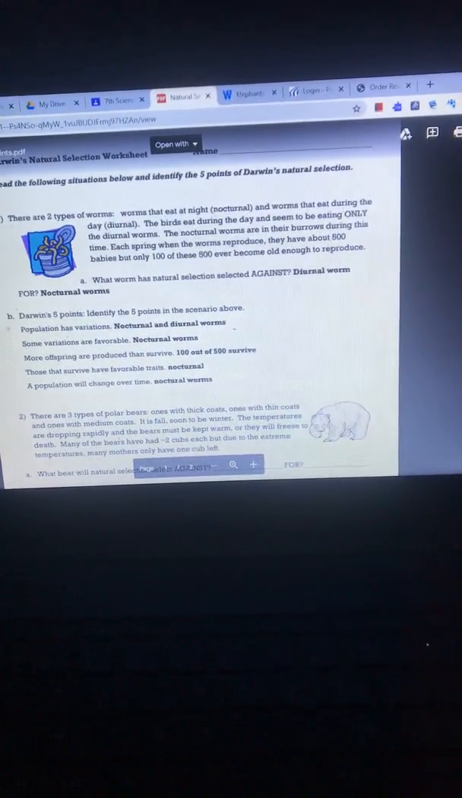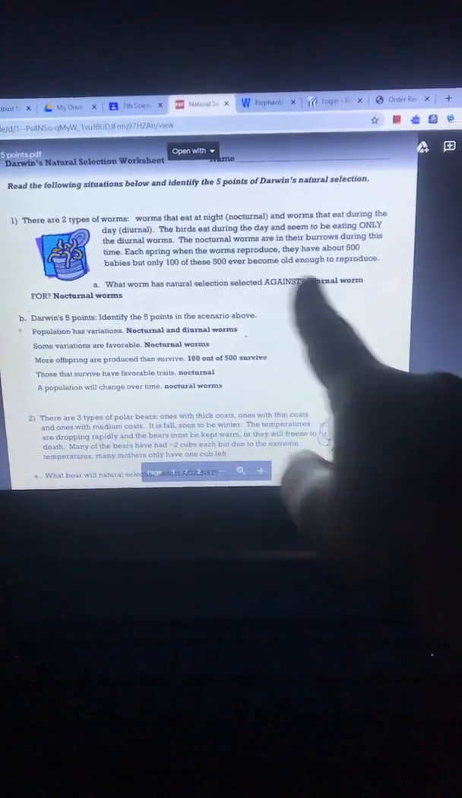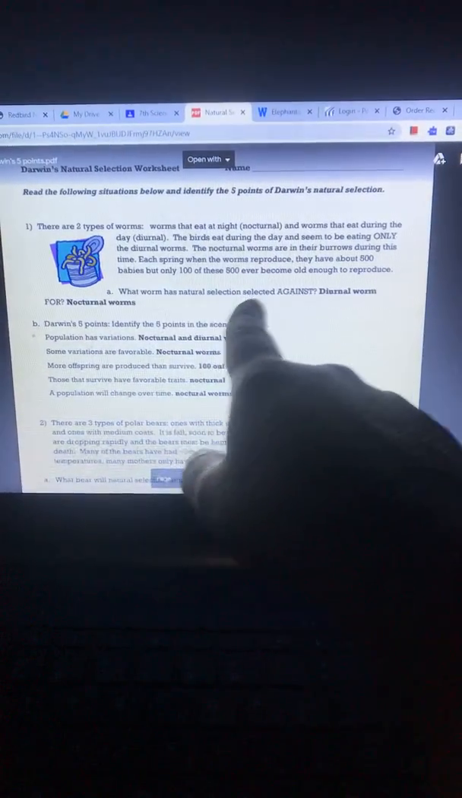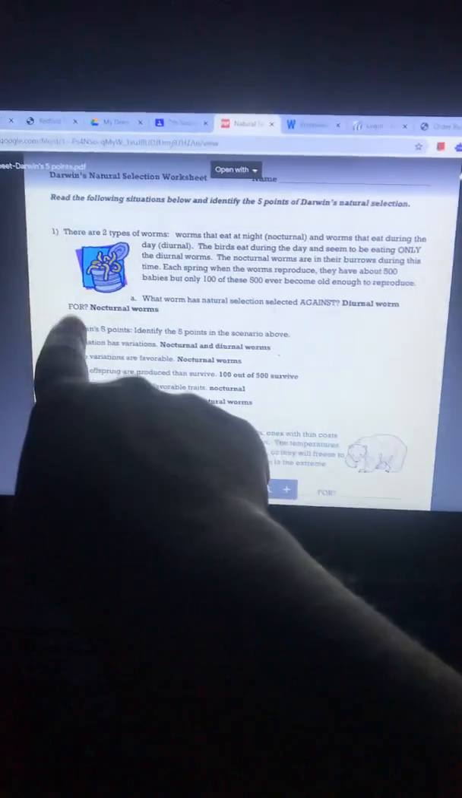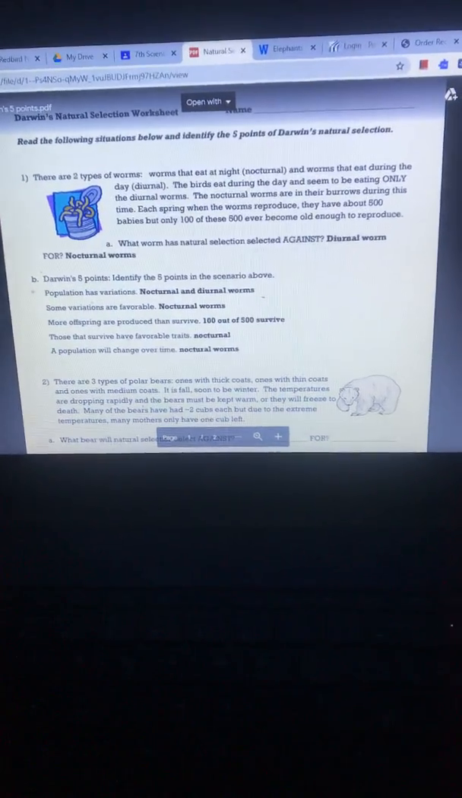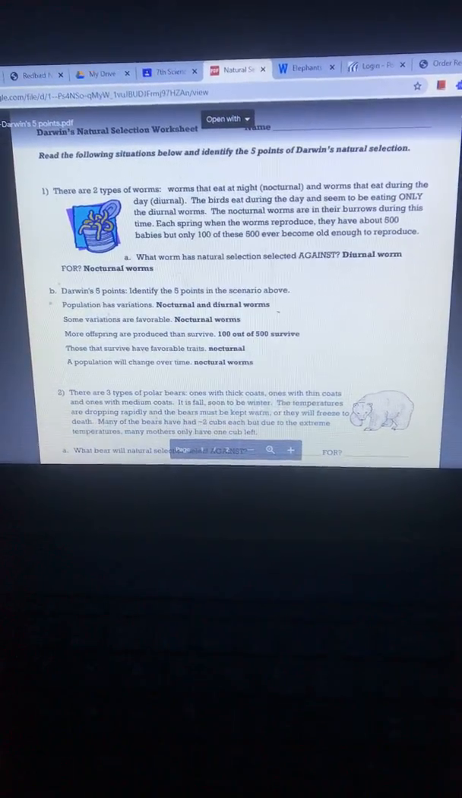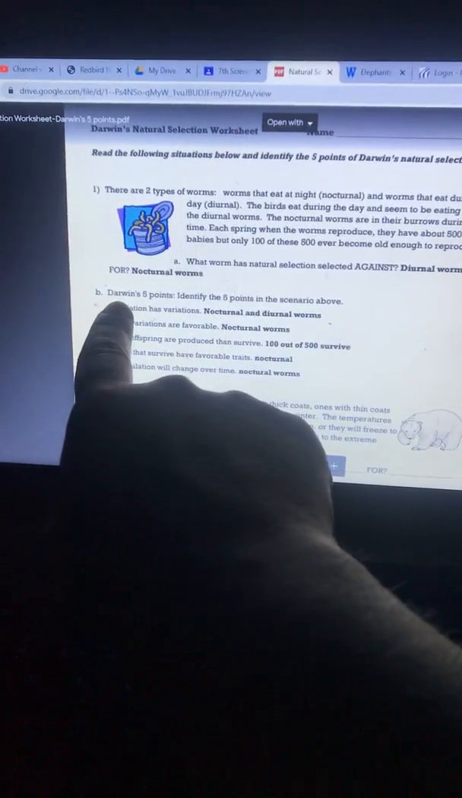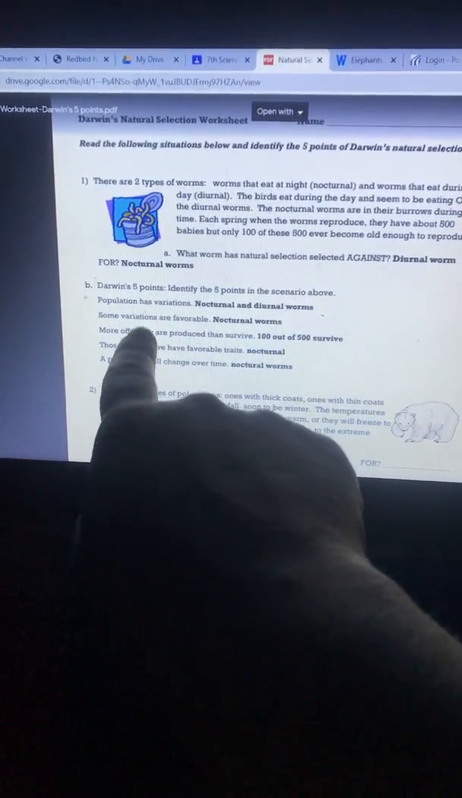So what worm is less likely to survive? That would be the diurnal worms, because those are the ones being eaten. And what worm has natural selection selected for? So which ones will survive? Obviously nocturnal worms, because birds are asleep when they're out eating. Okay, so now you have to go through part B for each question. So there's 5 points, Darwin's 5 points to identify for each scenario.